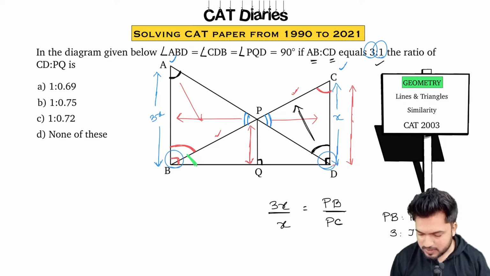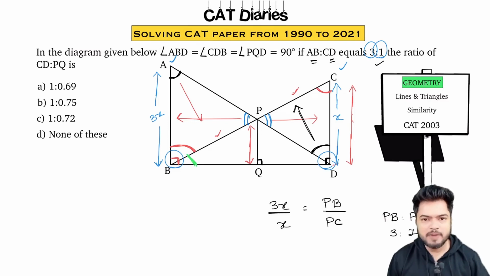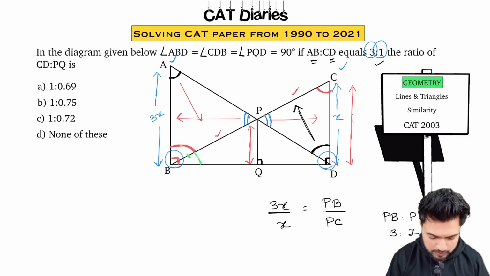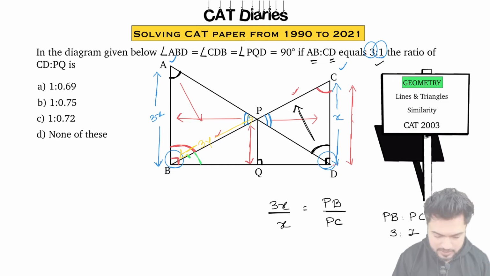Which means, as we know, every side got magnified 3 times. So PB will be equal to what now? PB is 3 times your PC. So let's write it here. Let's keep everything else the same. So if I put this in yellow, this becomes equal to 3y. See, the ratio is 3 is to 1.